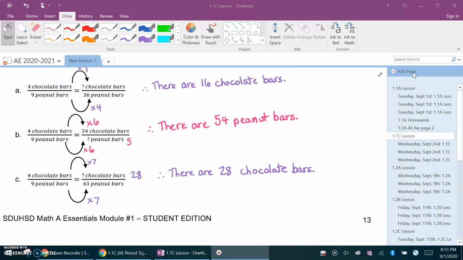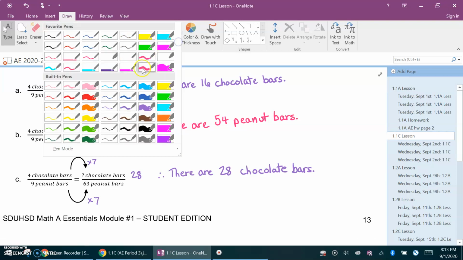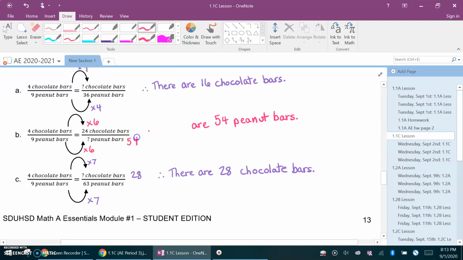Okay, welcome back. So let's take a look to see how you did with B and C. On B, we're going to be multiplying the top and the bottom by 6. And so 9 times 6 gives us 54. And for some reason, the 4 disappeared. So we're going to go ahead and add that back in there. So that means that there are 54 peanut bars. On C, we're multiplying top and bottom by 7. And so since 4 times 7 is 28, that means there are 28 chocolate bars.